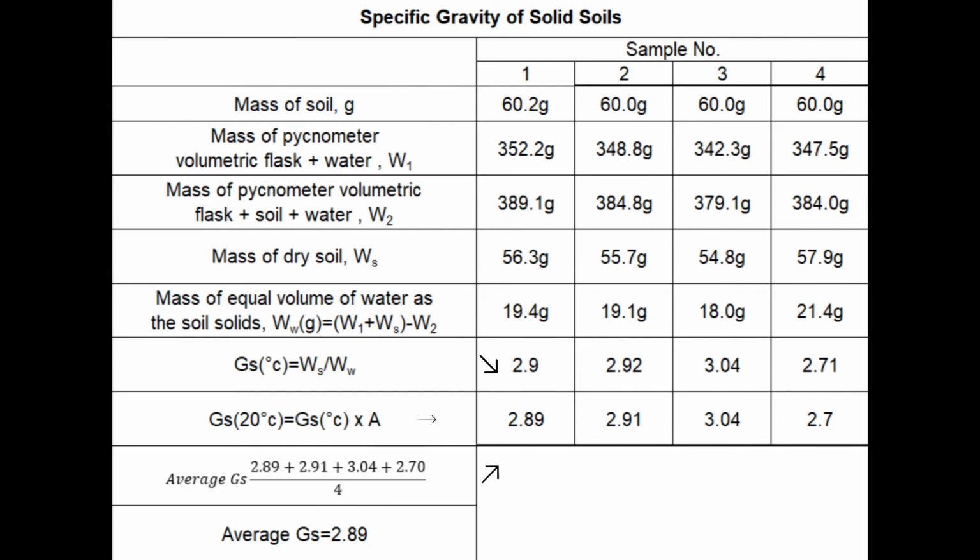So we already have our specific gravity at a given temperature: 2.89 for sample number 1, 2.91 for sample number 2, 3.04 for sample number 3, and 2.7 for sample number 4. Finally, we take the average of the 4 samples, which results in a specific gravity of soil solids of 2.89. Therefore, we can say that the type of the soil is clay and a silty clay.